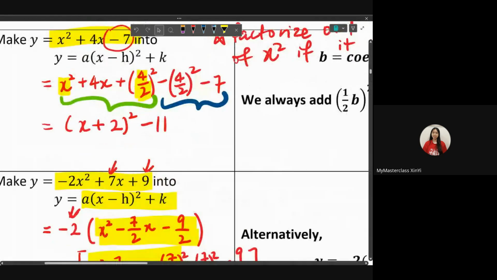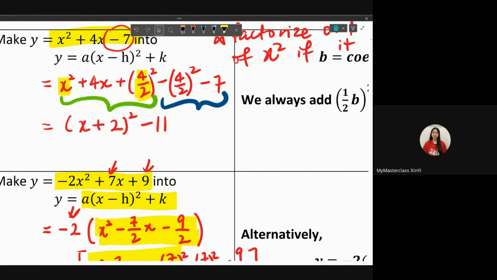Over here, Annabelle, what do you think? Should it be a maximum curve or a minimum curve? Minimum curve, right? Because the A is positive, so it is a smiley face. So therefore, this should be a U-shaped curve, so this is a minimum point. And then what is your minimum point?